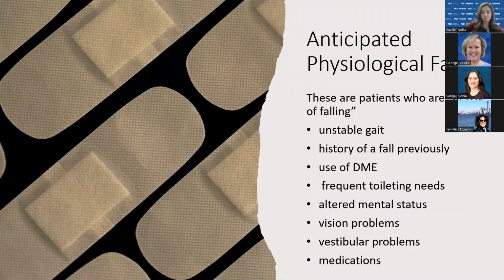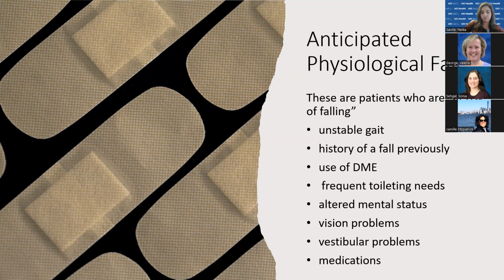The next one is anticipated physiological falls. These are patients who are at risk of falling. They are 78% of the population. These are the people that have what are considered intrinsic factors, related to their individual systems, which can change as we age. So you already know that they are having these kinds of problems, and then they have a fall on top of their medical history.